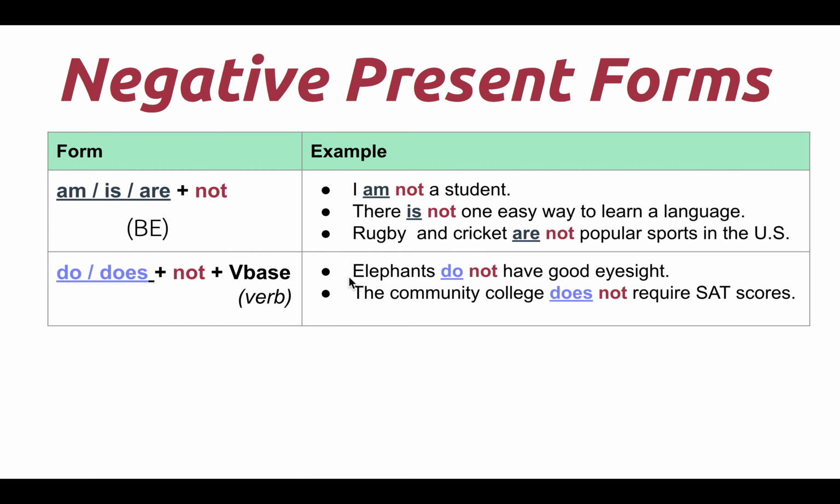For example, elephants do not have good eyesight. Notice here we use do because elephants is plural. They do not have good eyesight. And here we don't change this verb have at all. It's just the basic form of the verb. The second one, the community college is it, right? So here we use does, not do, but we add that s. It does, right? It does not require SAT scores.